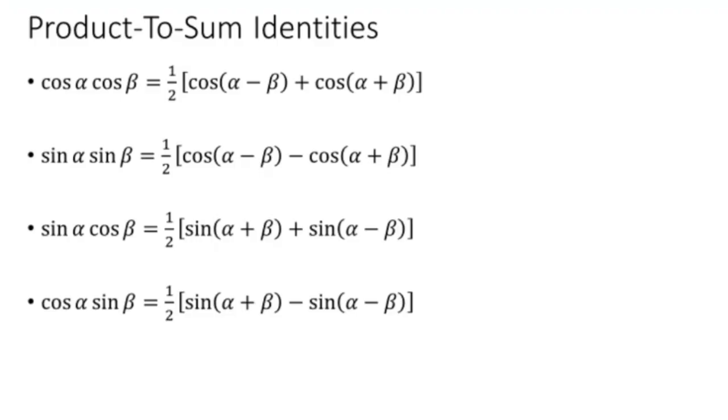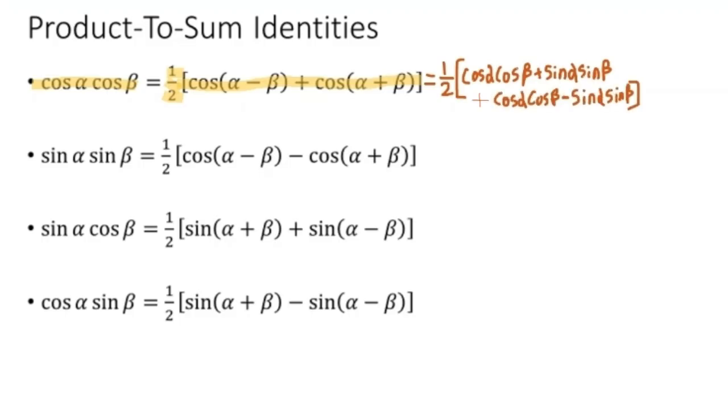We have four product to sum identities based off of how we're multiplying cosine of an angle and sine of an angle. First, cosine of alpha times cosine beta equals 1/2 cosine of alpha minus beta plus cosine of alpha plus beta. To verify that this identity is true, we're going to start by simplifying the right-hand side, which we can use the sum formulas for cosine that we learned in the previous section. Cosine of alpha minus beta becomes cosine alpha cosine beta plus sine alpha sine beta, while cosine of alpha plus beta becomes cosine alpha cosine beta minus sine alpha sine beta.